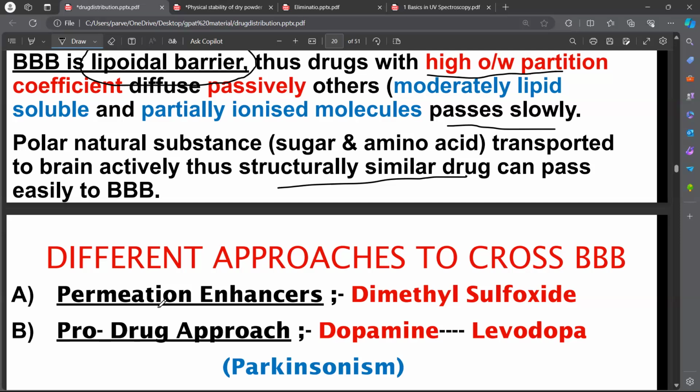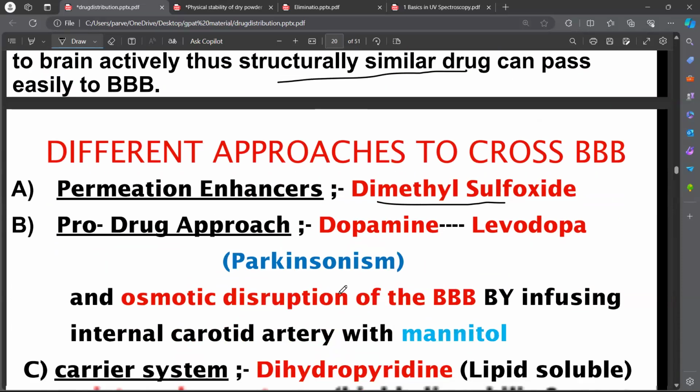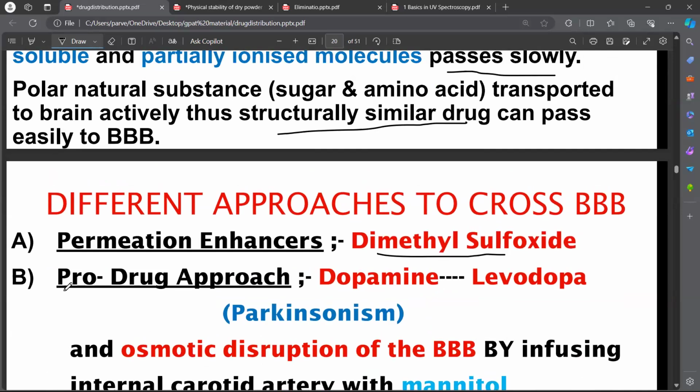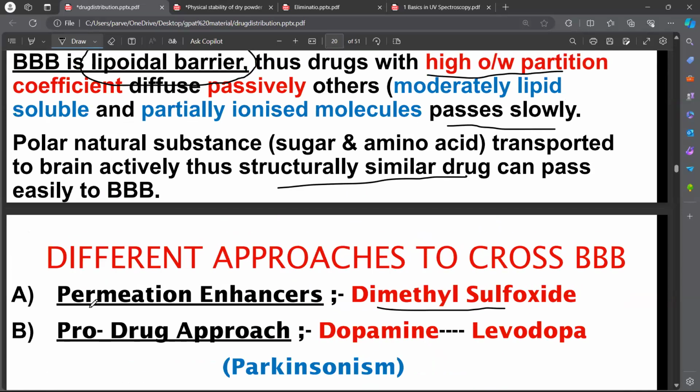There are different approaches, or ways, used to increase permeation to the blood-brain barrier. The first includes permeation enhancers, such as DMSO, dimethyl sulfoxide, dimethyl formamide, etc. We can also use a prodrug. So why the prodrug? Is a prodrug active or inactive, guys? Answer me, guys.